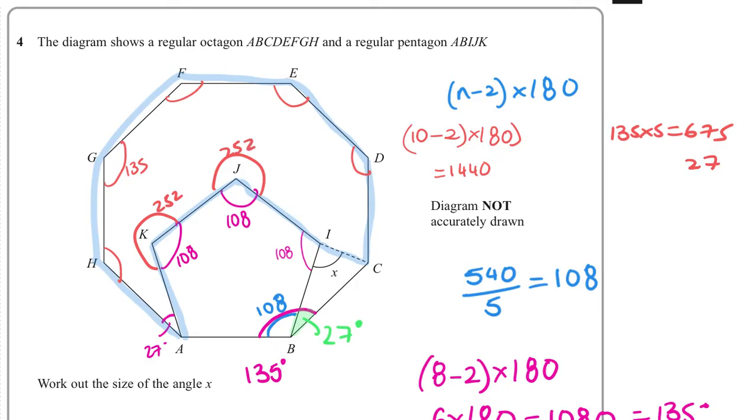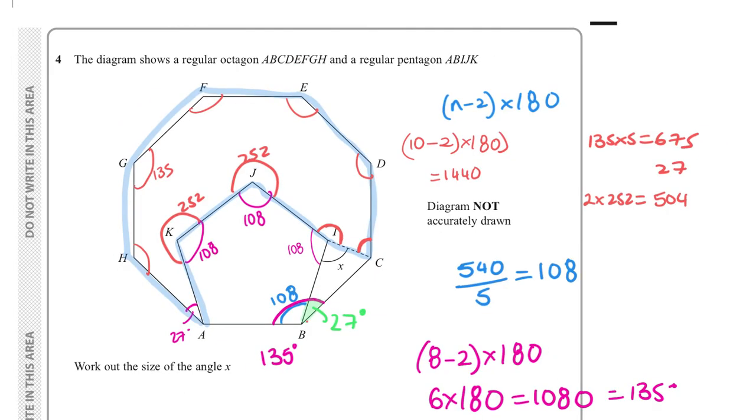So we have 2 of those. 2 times 252. What do we get? 504. Because we did 135 minus 28. Oh, I just realised I don't know this angle either. Okay, so now we've got this angle left and this angle. And that's the issue.